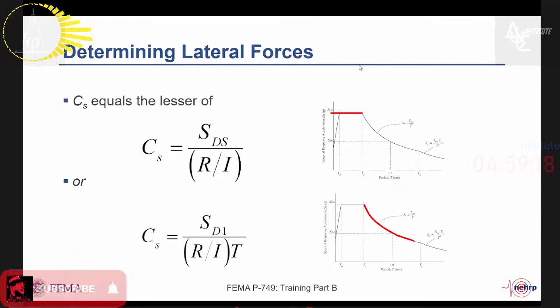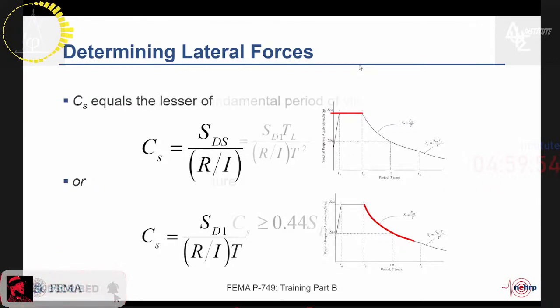Chapter 12 of ASCE 7 gives a series of formulas for determining the value of C sub S, and these formulas basically replicate the different regimes of the smooth design acceleration response spectrum, as shown in this slide here. So for short period structures, C sub S is equal to the short period spectral design acceleration, S sub DS, divided by the quantity R divided by the occupancy importance factor, I. For longer period structures, it's equal to the hyperbolic expression as a function of period that you see on the lower part of the slide.